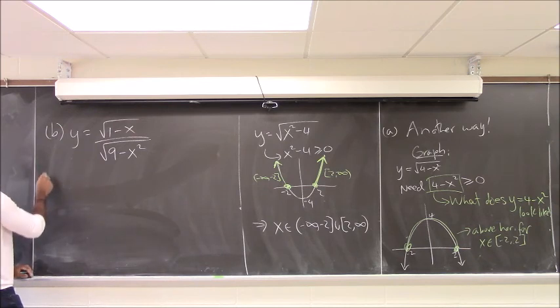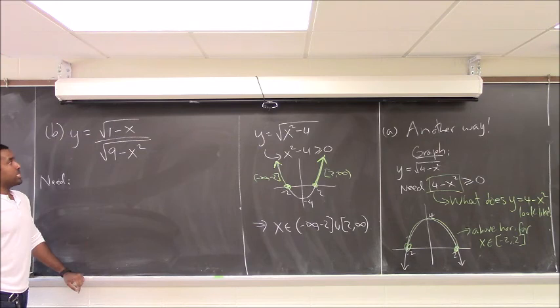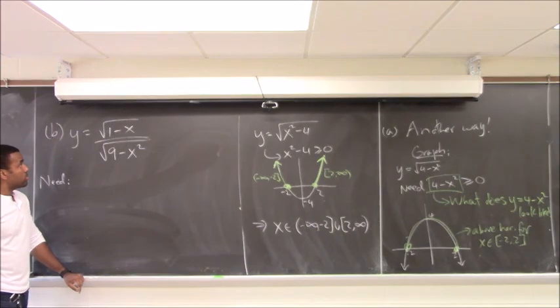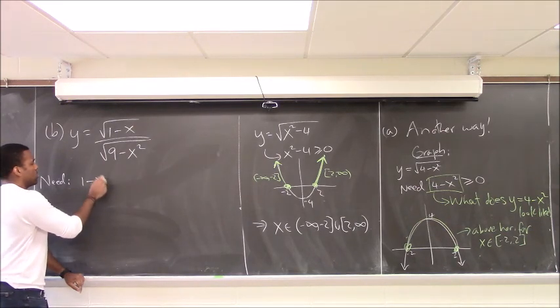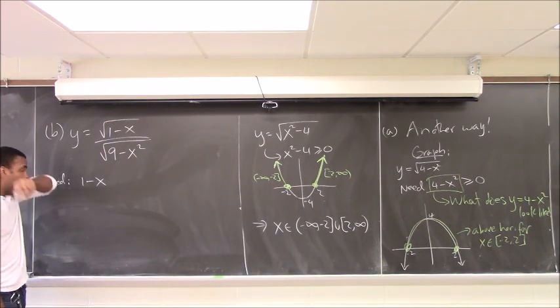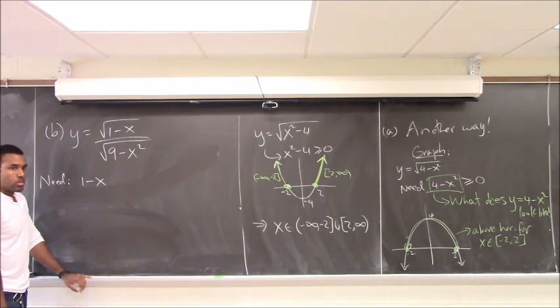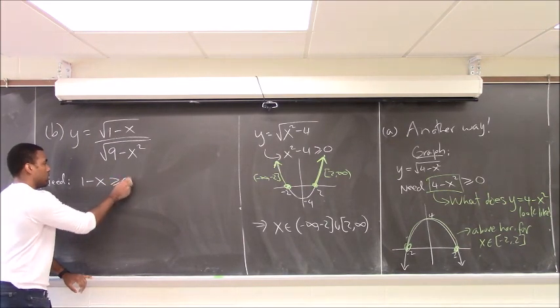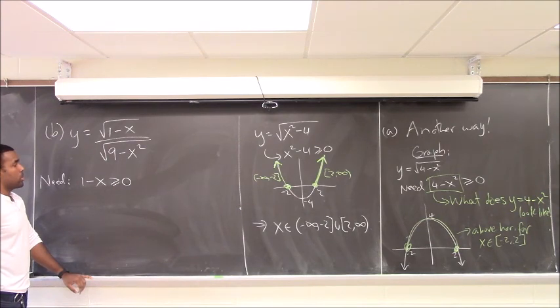Okay, so someone tell me what I need here. What needs to happen for this to work? Yeah, 1 minus x needs to be greater than or equal to 0. Greater than or equal to 0, right? That's where the radical is going to work.